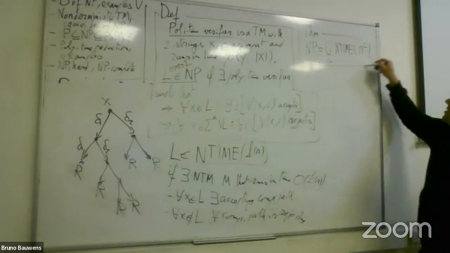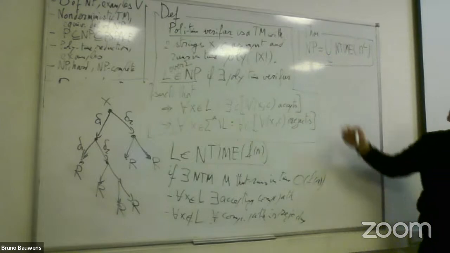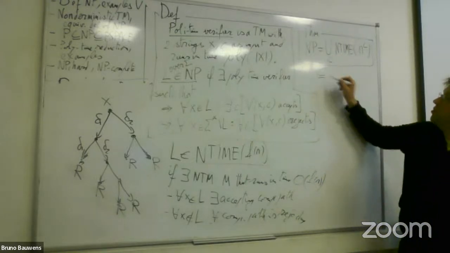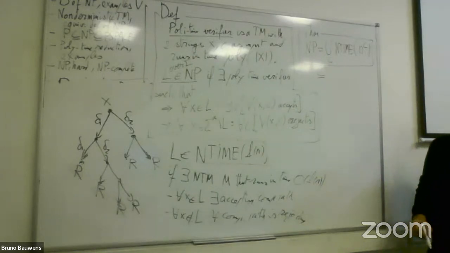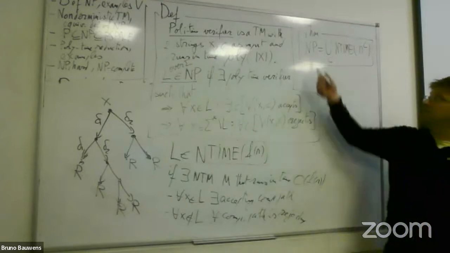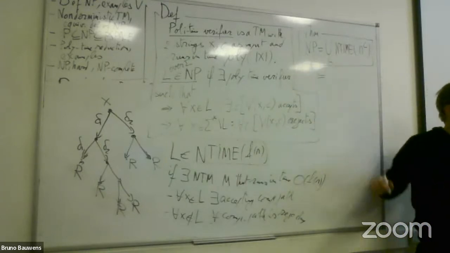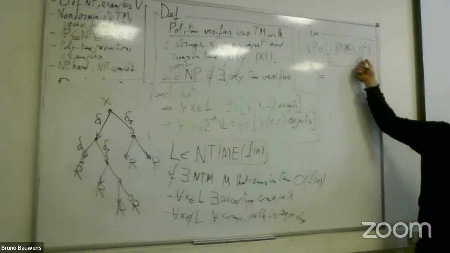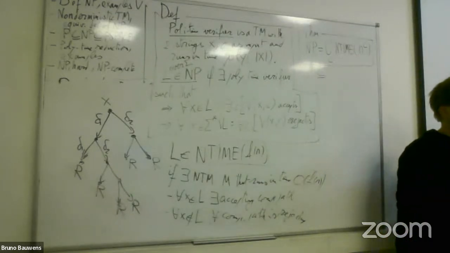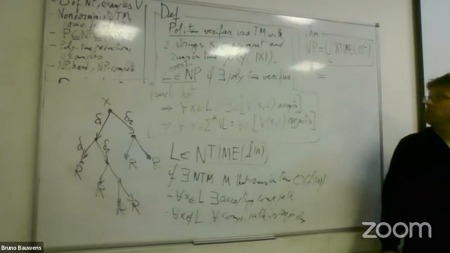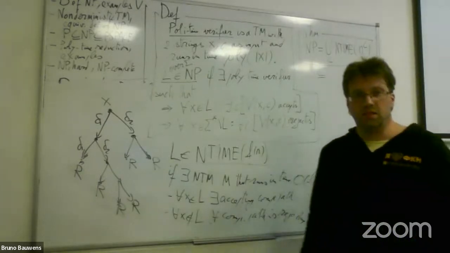And so here is the theorem. There is equality, so we need to prove two inclusions. First one: if a problem is in NP, then we can decide it on some polynomial-time non-deterministic machine. So how can we prove this? Anyone has an idea?